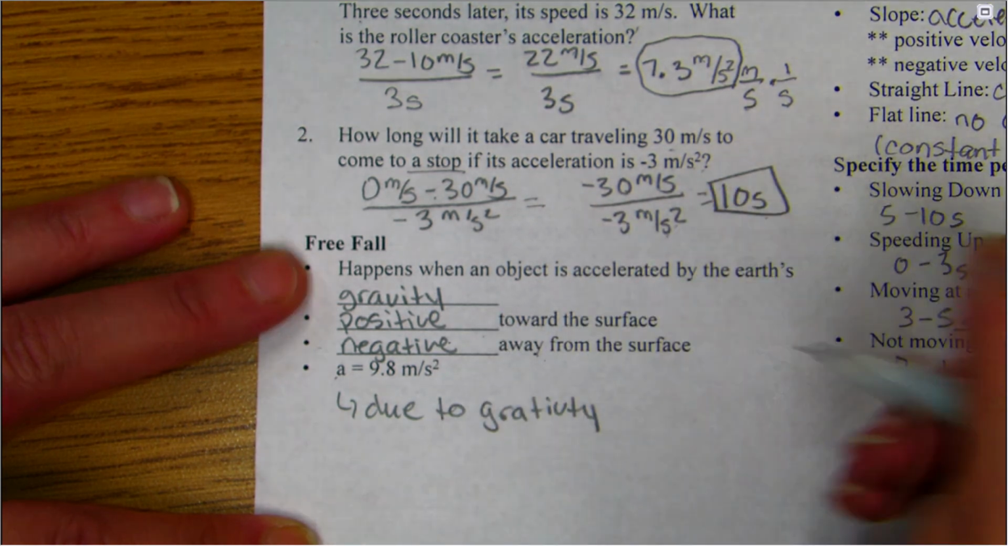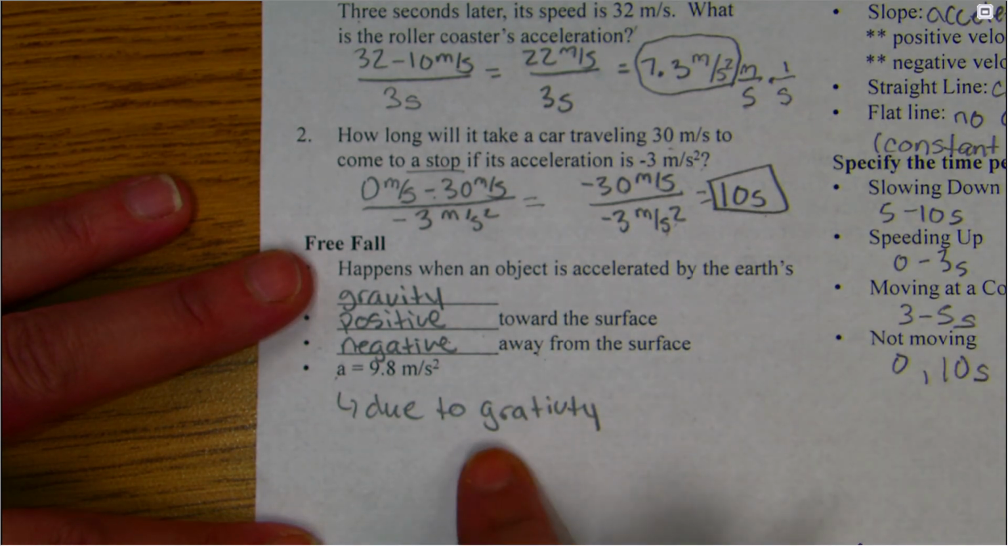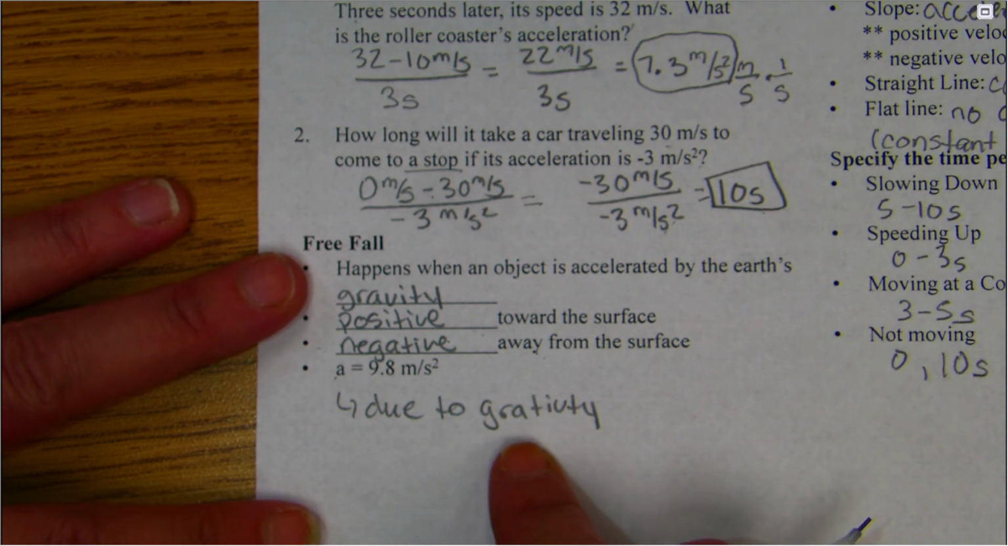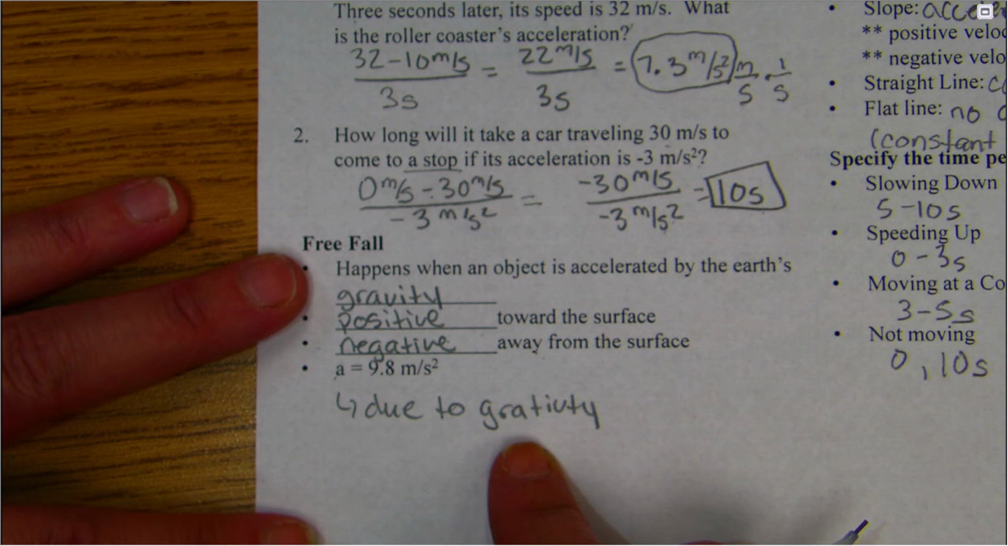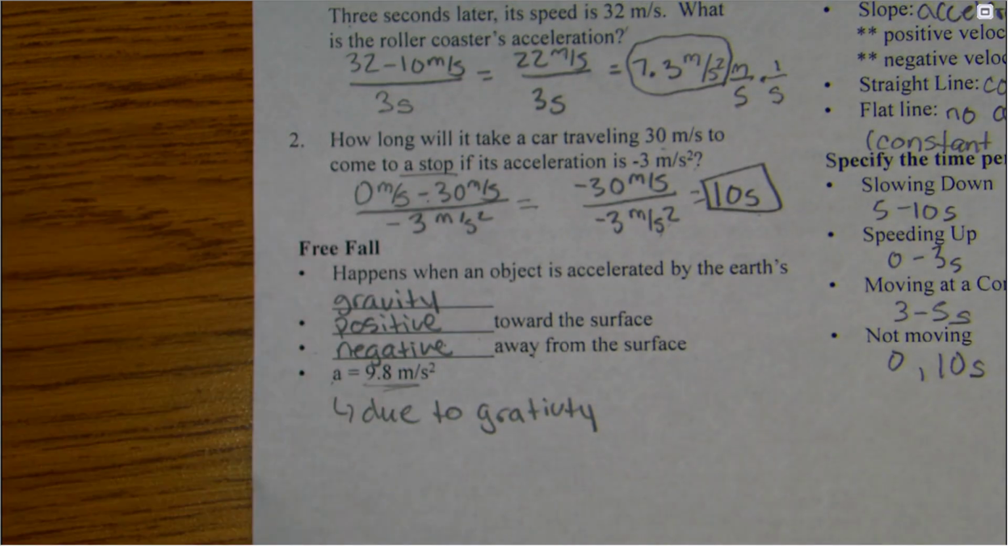And this is very, very important. This is a very important number. In our practice problems, I may tell you an object falls towards Earth, but I don't give you acceleration. That is because it will be 9.8 meters per second squared.